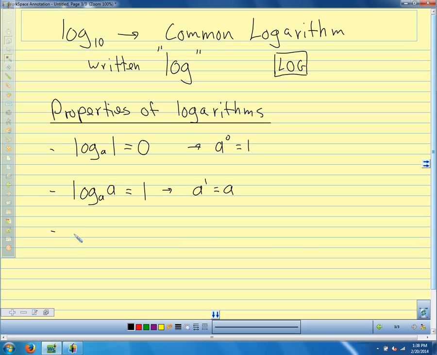How about log base a of a to the x? The logarithmic function and the exponential function are inverses of each other, so what should they do to each other? Cancel out, undo each other. So this should just be x. And go the other way around: a raised to the log base a of x power is x. And we think of this as the functions undoing each other.